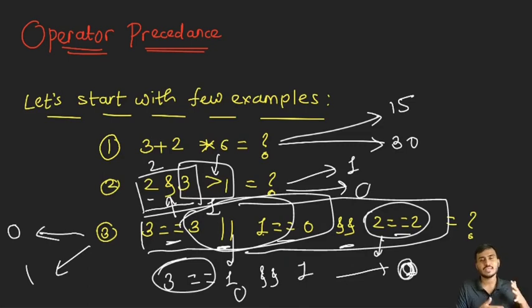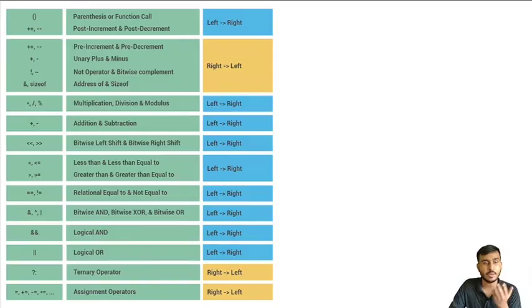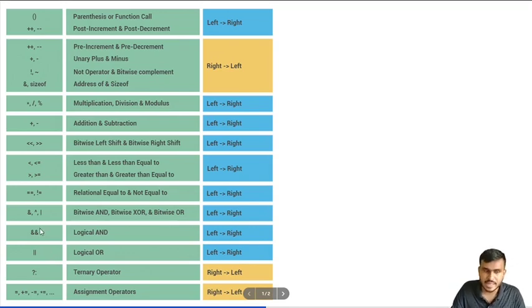And then we'll see the correct answer for the third sub expression. We'll again come back to our precedence table and try to find the operators that we have in the expression. We have equal to, this is one set of operators, then OR operator, and then AND operator. So which operator has maximum precedence?